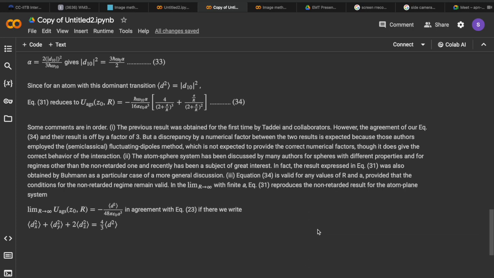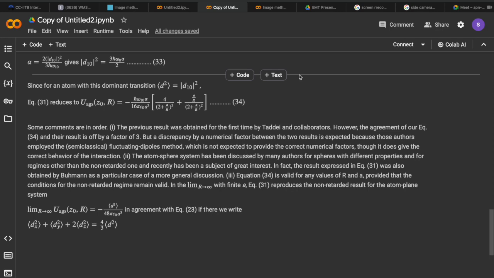However, the agreement of our equation 34 and their result is off by a factor of 3. But a discrepancy by a numerical factor between the two results is expected, because those authors employed fluctuating dipole methods, which are not expected to provide the correct numerical factors, though they do give the correct behavior of the interaction. The atom-sphere system has been discussed by many authors for spheres with different properties and for regimes other than the non-retarded one, and recently has been a subject of great interest.